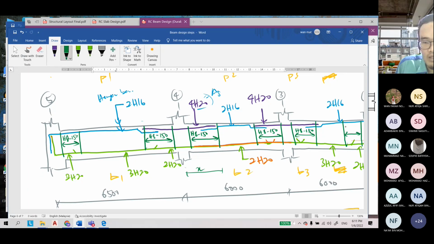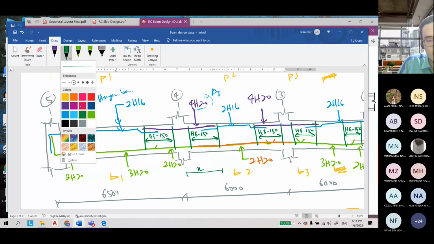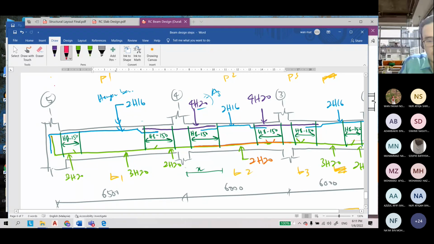Memanglah you dah kerja nanti you guna software, tapi saya nak you tahu macam mana software tu bekerja. Okay, dia akan kira based on section. Okay, and then apa lagi? Kat mana? Sini kan. Ni ada support. Okay, dia jarak sikit. Sebab bending shear force dia makin kecil.